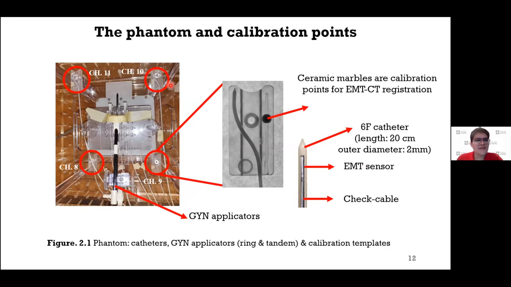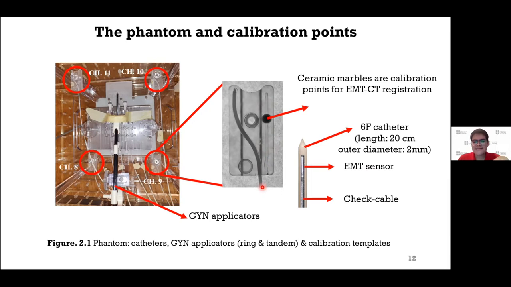So here is the phantom I use. Phantom is a device that is used for calibration purposes. It contains four templates like the one you see here. These templates contain ceramic marbles, which are calibration points used for the EMT to CT registration.